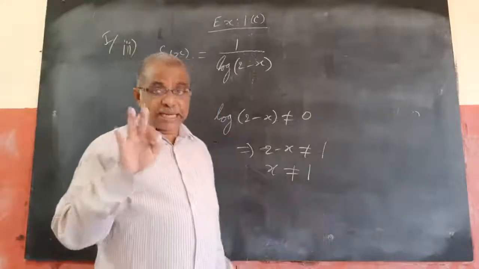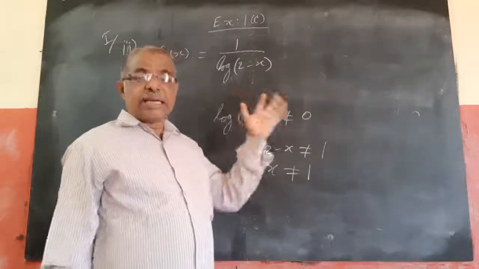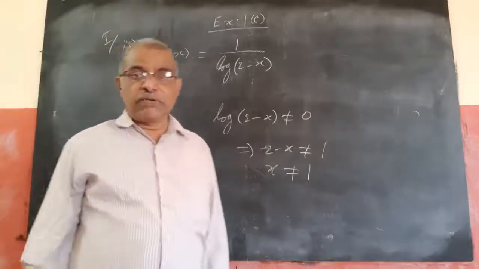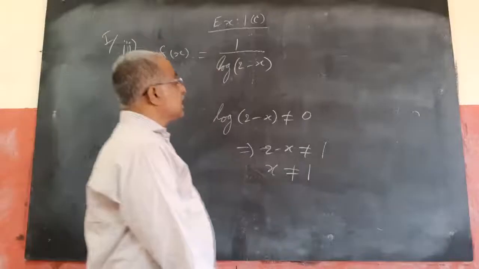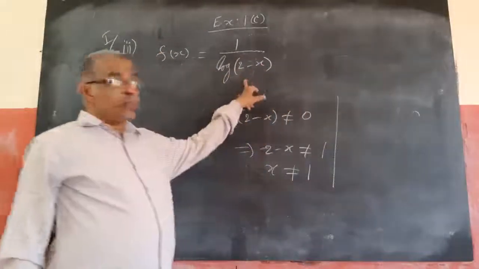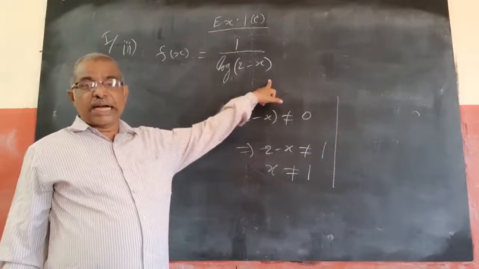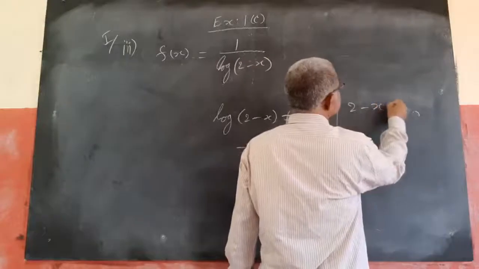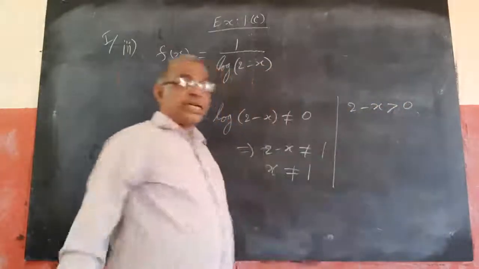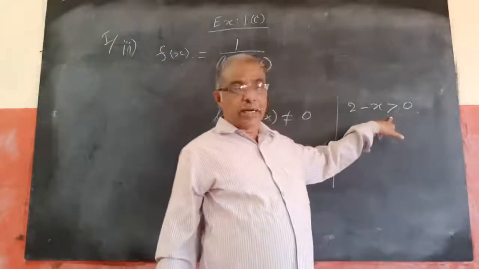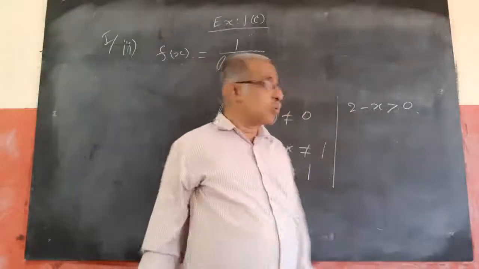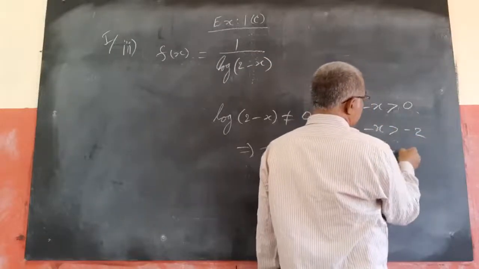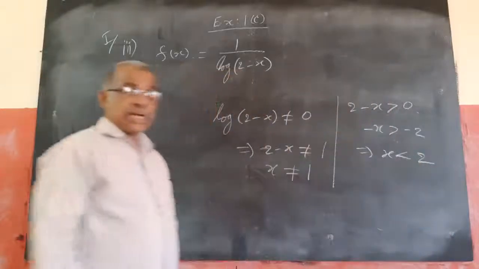But here you should take care about log. Log is not defined for any value. Log is defined only for positive values. Here one more thing: 2 minus x should be greater than 0 because log is defined only for positive values. Log 0 is also undefined, so take care of the equal to as well. So 2 minus x must be greater than 0, which is nothing but minus x greater than minus 2. Implies x is less than 2.